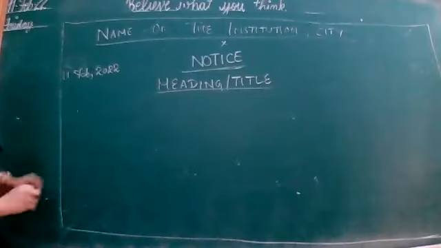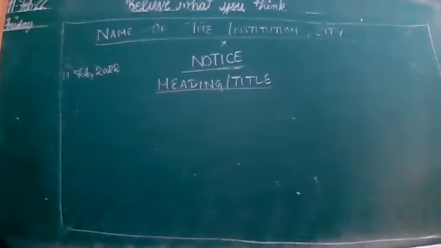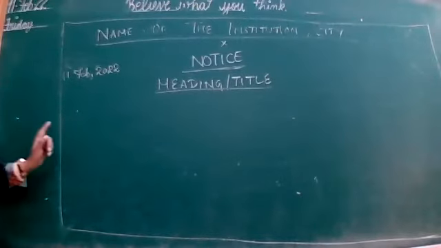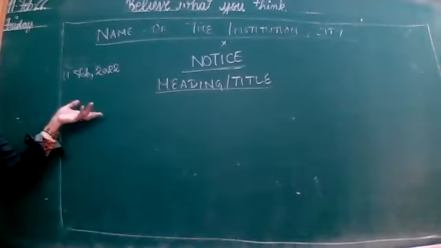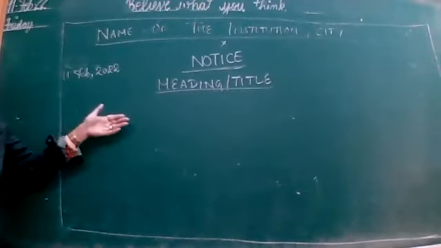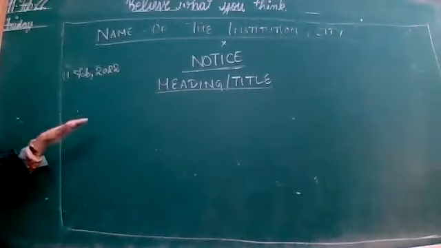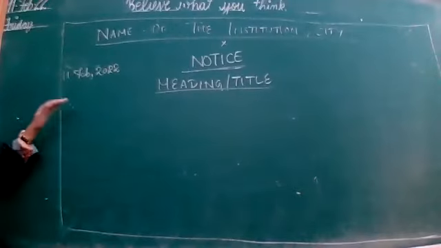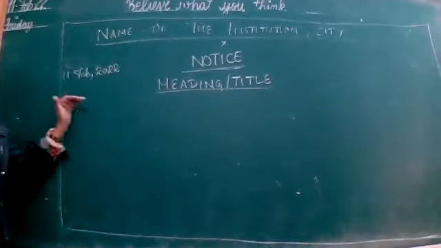Now, don't start with "it is to inform" or "it is going to be held." Start directly: Library week is going to be held. Start from there, because that is an old, obsolete form. In older notices we wrote "it is for the information of." If you write it that way, it is not considered wrong, but try to write in a newer way.